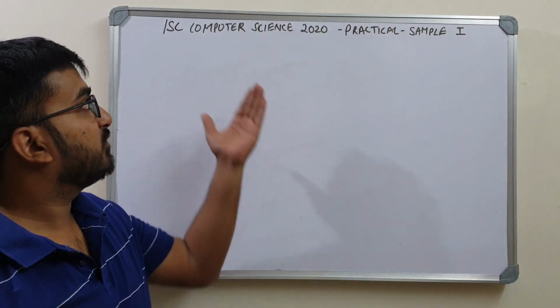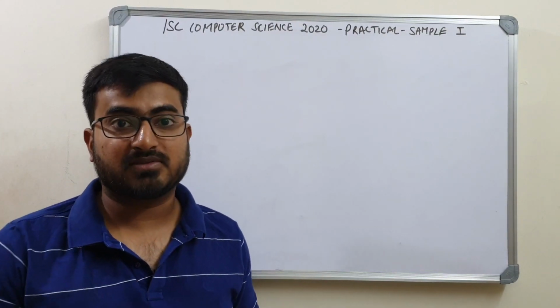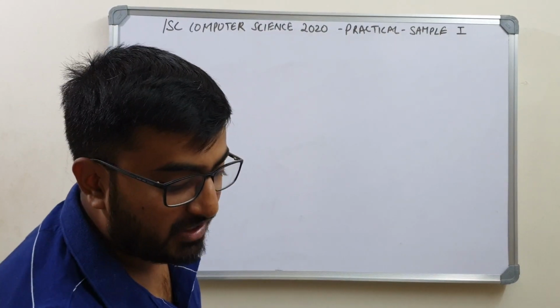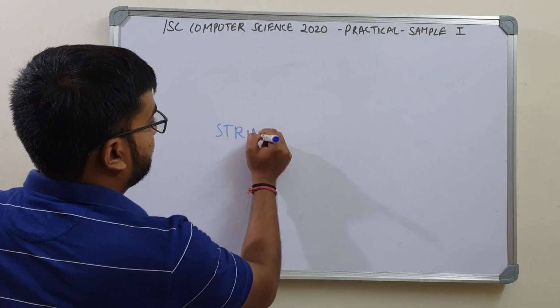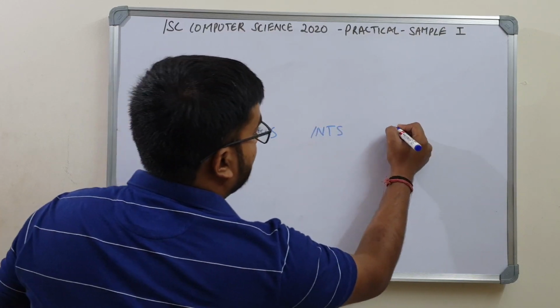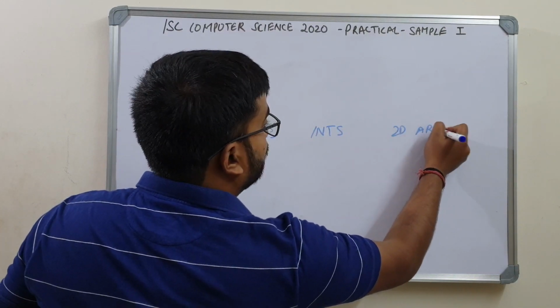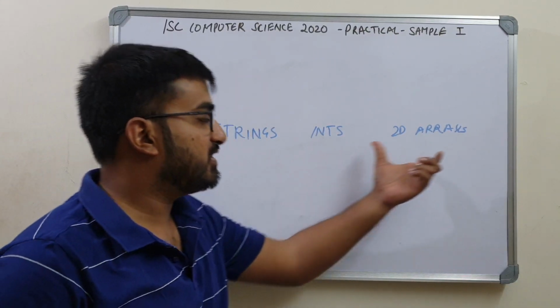So the practicals for ISC Computer Science 2020 are near. So I'm going to brush up the major concepts that they basically ask. You can divide the problems into three categories. They are strings, integers working with the numbers, and then you have 2D arrays. So they have three questions and they pick up a question from one of each category.